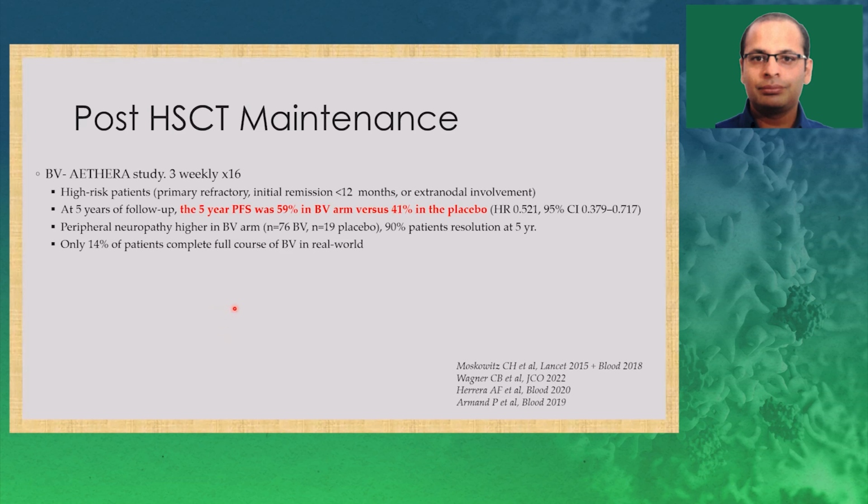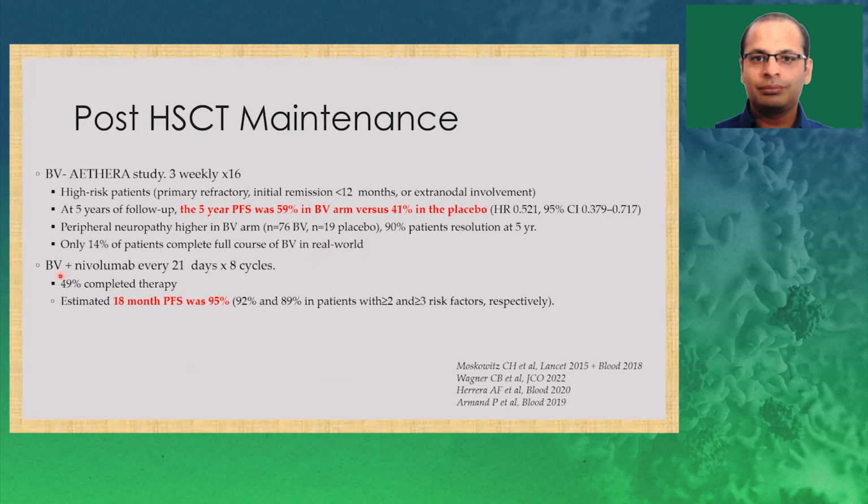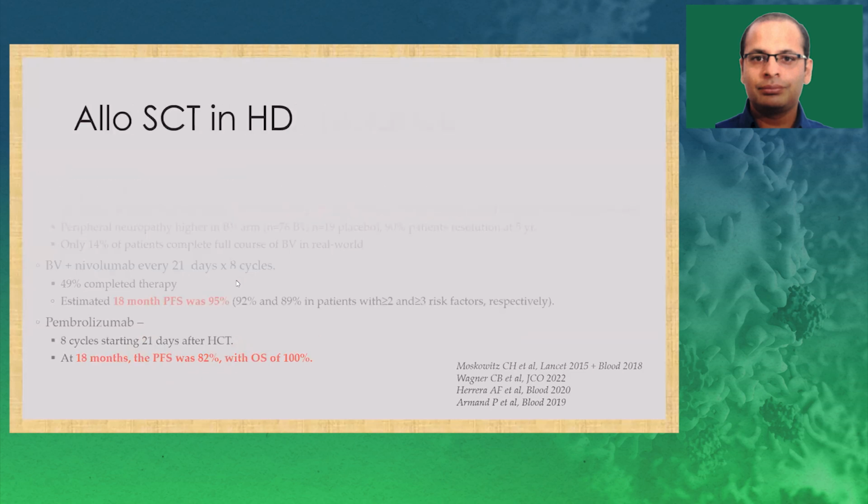The benefit of brentuximab maintenance in patients who are already brentuximab exposed is not very clear, although it is now commonly used. Other options which are emerging are the use of checkpoint inhibitors in maintenance. We can see when nivolumab is added to brentuximab, PFS is around 95%. And when pembrolizumab is given after transplant, 18-month PFS is around 80%, which are pretty good rates.